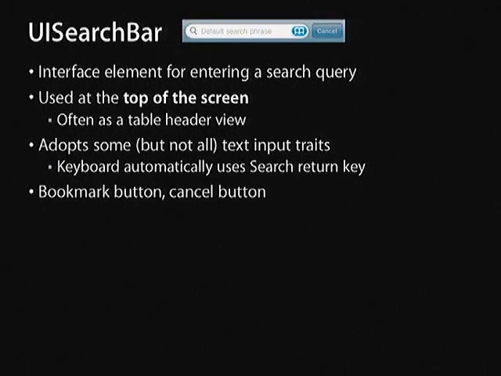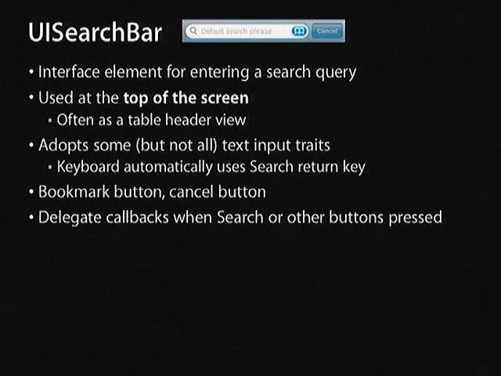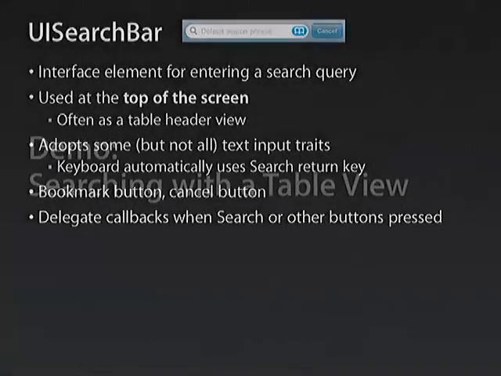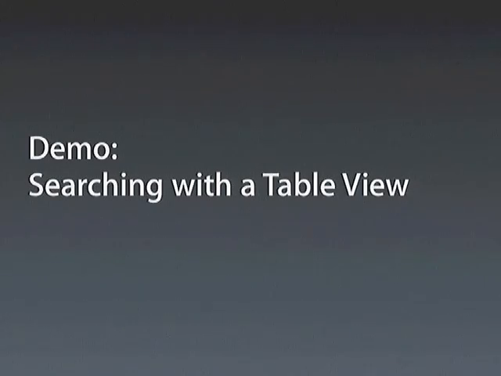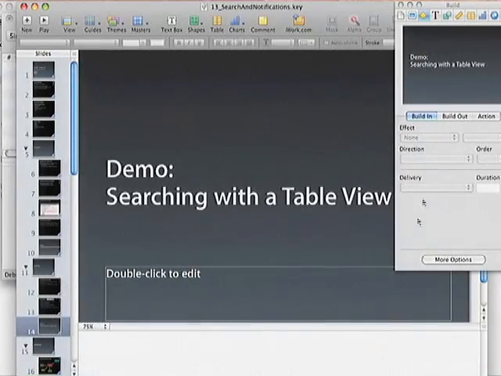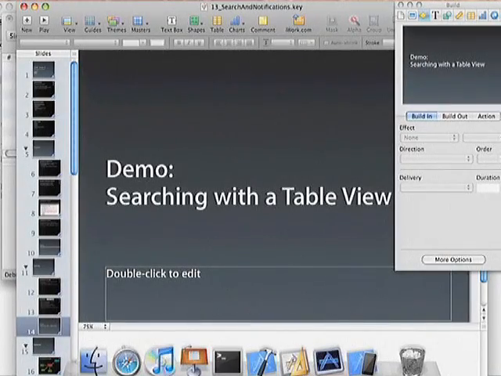And then, of course, as I was talking about, the bookmark button and the cancel button are options on your UI search bar that you can enable or disable. And there are delegate callbacks for each. So you can get a delegate callback when the bookmark button is pushed, and you get another one when the cancel button is pushed. So let me show you how to do searching. And I believe this is in Presence 4? It's part of that. Yeah, part of Presence 4, so pay close attention. All right, so let's go take a look.